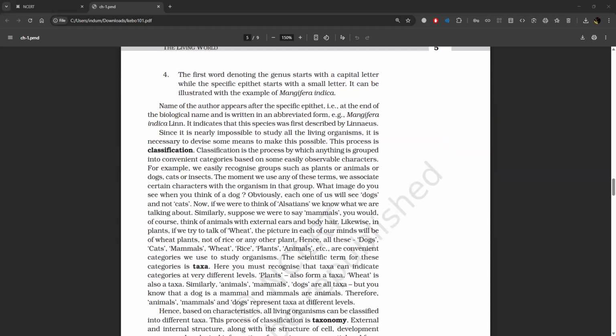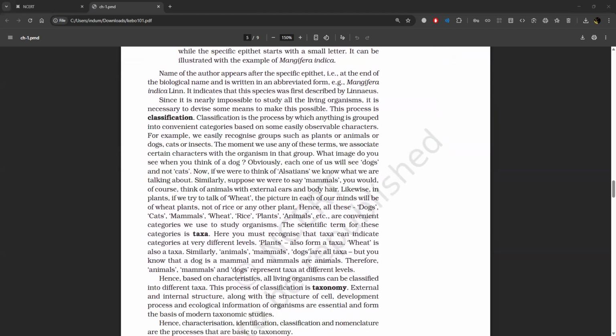The name of the author appears after the specific epithet, that is, at the end of the biological name, and is written in an abbreviated form. For example, Mangifera indica, Linn. It indicates that this species was first described by Linnaeus.